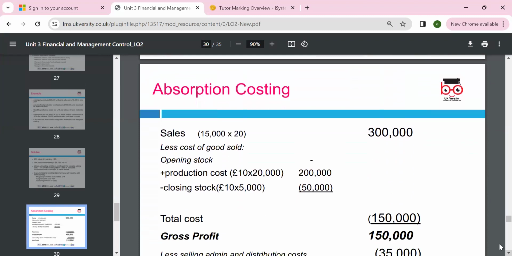So let's look at how many units we are producing and selling: 15,000 units, the selling price 20. That's your opening stock. If you're starting a new business, you don't have the previous stock. Production cost is how much the labor, material and all of this cost. How much is the closing stock? You sold 15, you manufactured 20, so there is 5,000. The production cost was 10, so what's left is 50,000. So the cost of the units sold is 50,000.